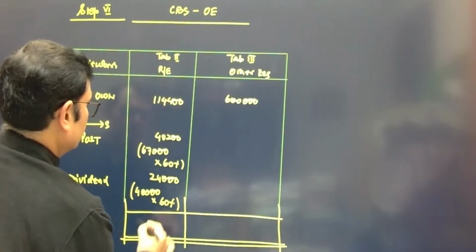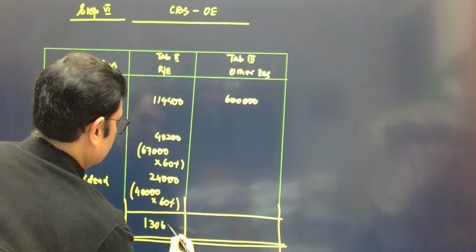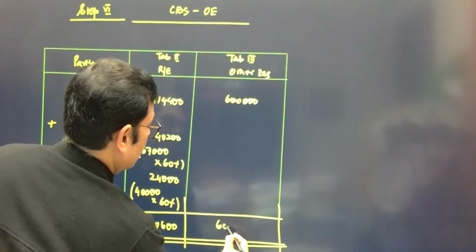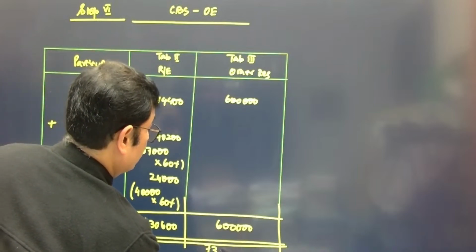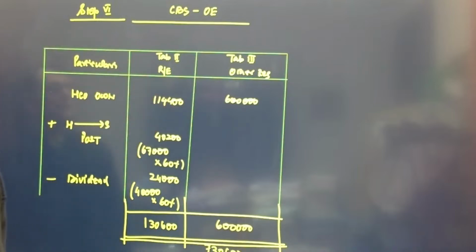1,30,600. This is 1,30,600, and this is 6 lakh. For the balance sheet, we can just add, I think, 730,600 is the total. Right. So now we can make the consolidated balance sheet as well.